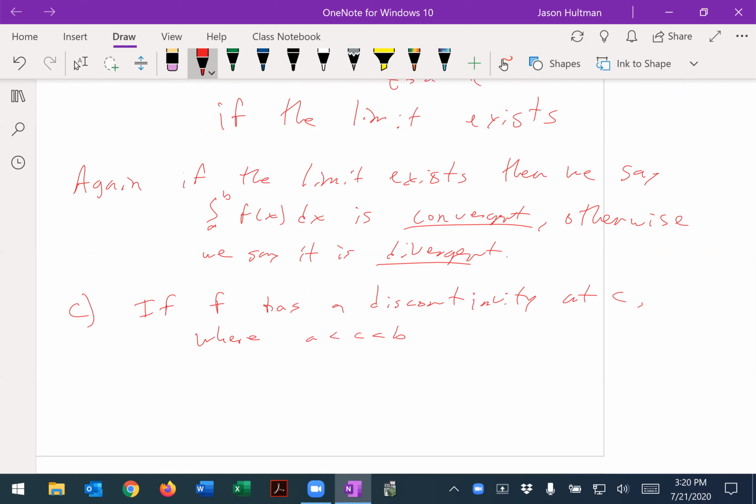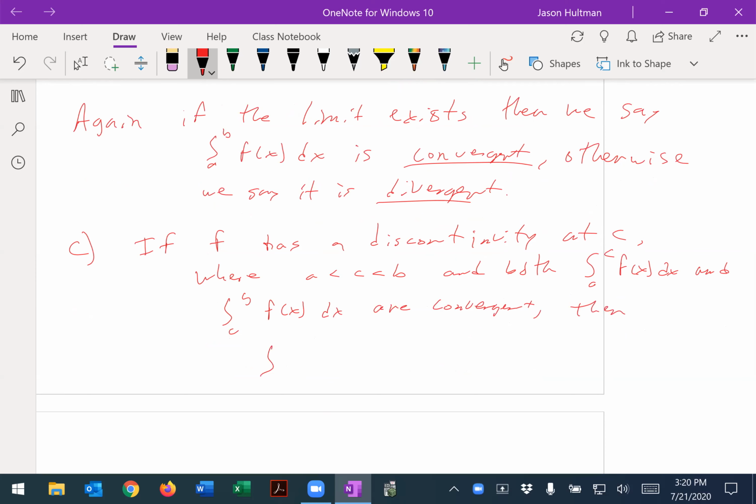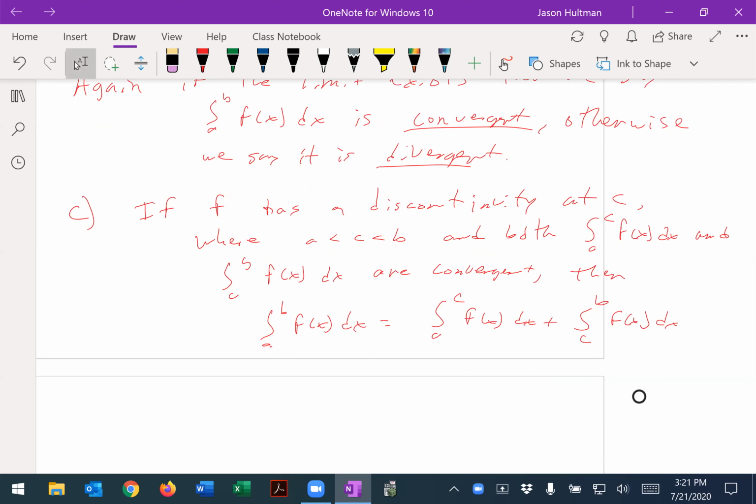is less than B, okay, and both the integral from a to c of f of x dx and the integral from c to b of f of x dx are convergent, then the integral from a to b of f of x dx is equal to their sum. So c is kind of our middle value there.